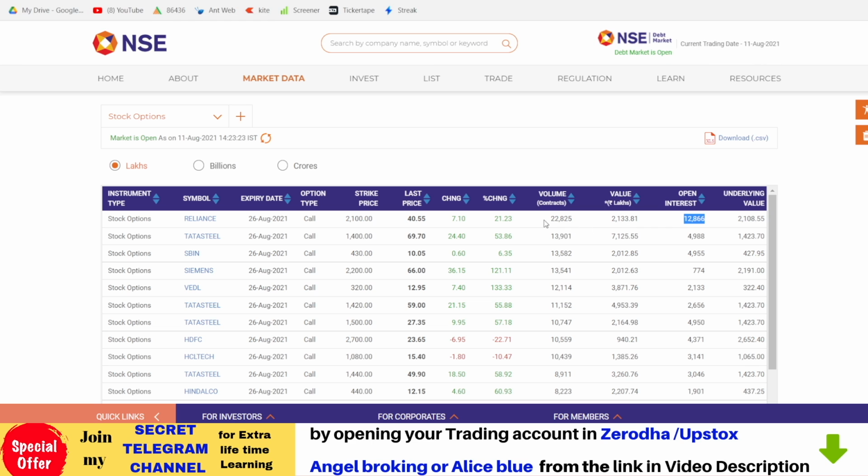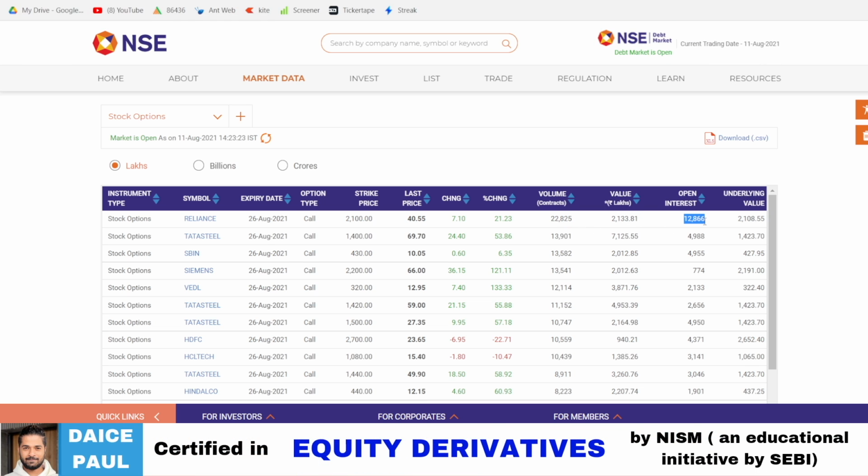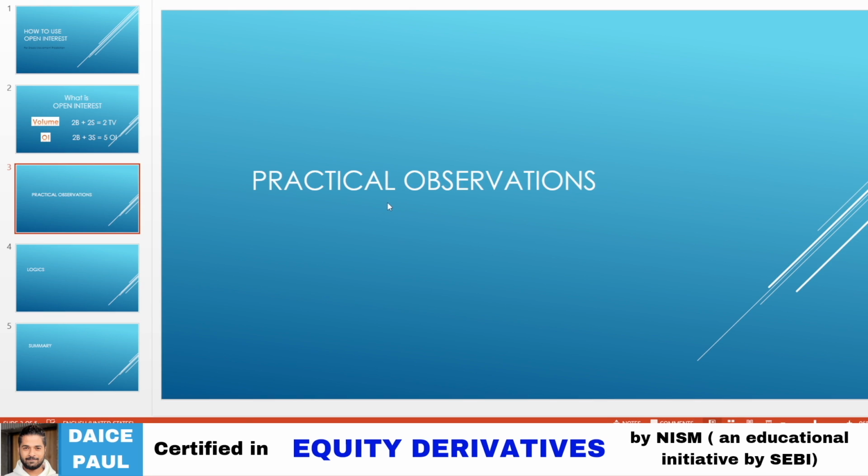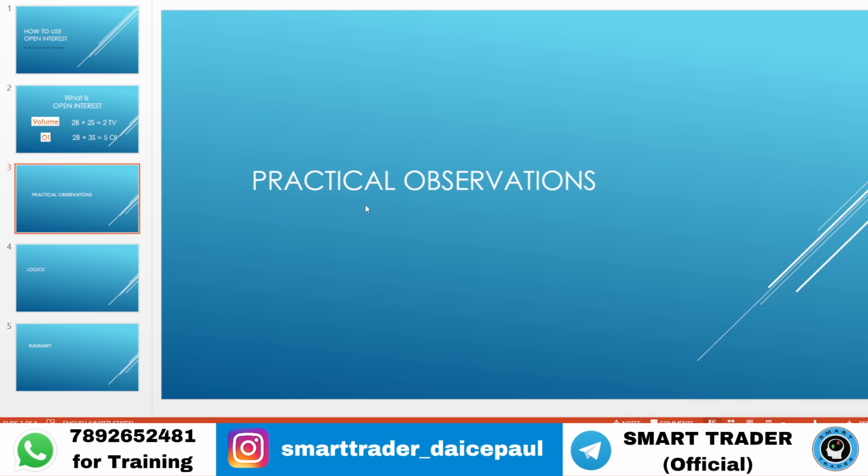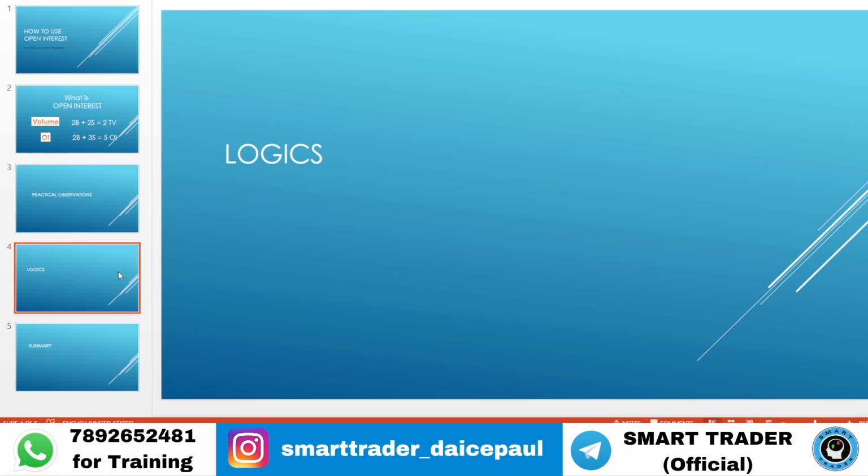This is how open interest looks, and volume is different. Open interest is totally different. So now you know how it looks and where it comes from. I showed you practically. In your broker also you can check this on your derivative, futures or option. Now what are the logics? Now you know the basics of open interest, how it is and how different it is.